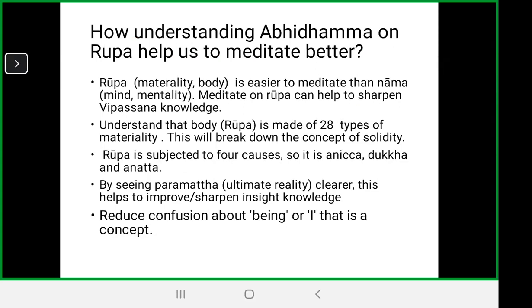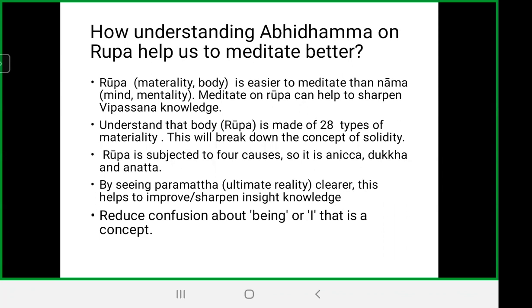Now, how can understanding of Abhidhamma on rupa help us to meditate better? Rupa is easier to meditate. This is important. So we always start with rupa because it's easier to meditate than nama, because nama you cannot see. Rupa you can see: your physical body, earth elements, and so on.